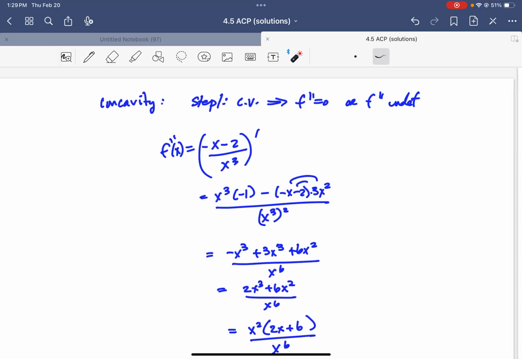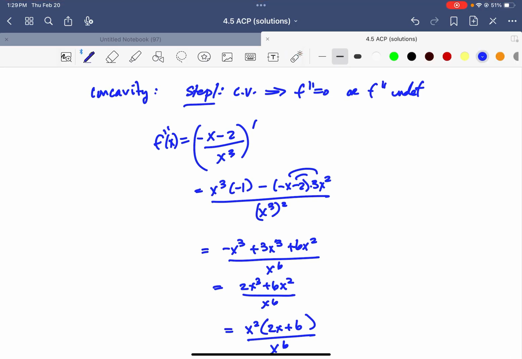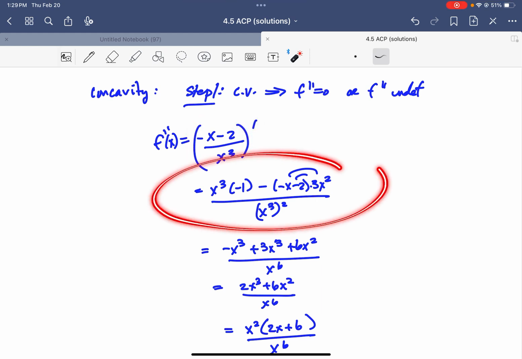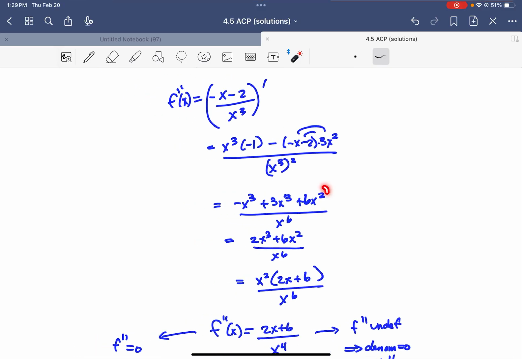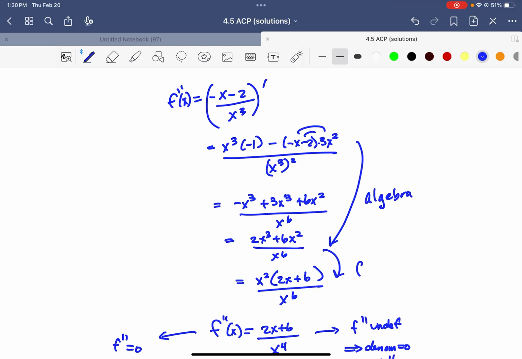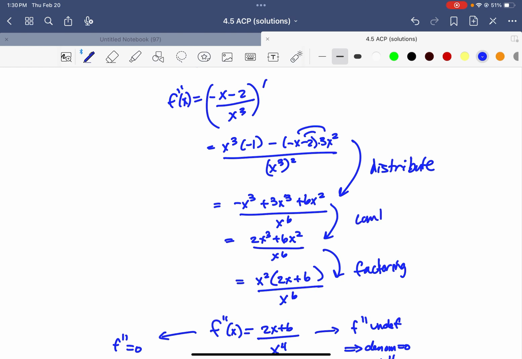Then when we look over here and talk about concavity, we are talking about the second derivative. So we take the derivative of our first derivative and we get this. Doing a little bit of algebra, we get this and then this. So from here to here, we distribute, and from here to here, we combine like terms, and then we factor.